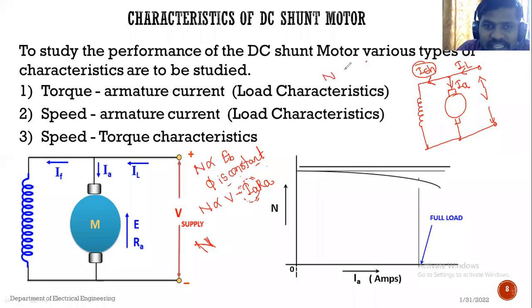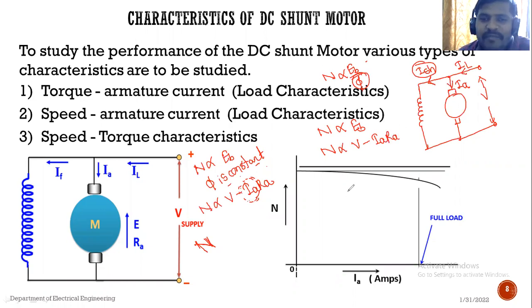According to this equation, N is directly proportional to EB divided by phi, so that the flux phi remains constant. So we have written the equation N is directly proportional to EB. Again, the formula for EB is V minus IA RA. Now, supply voltage remains constant and we are increasing the armature current.